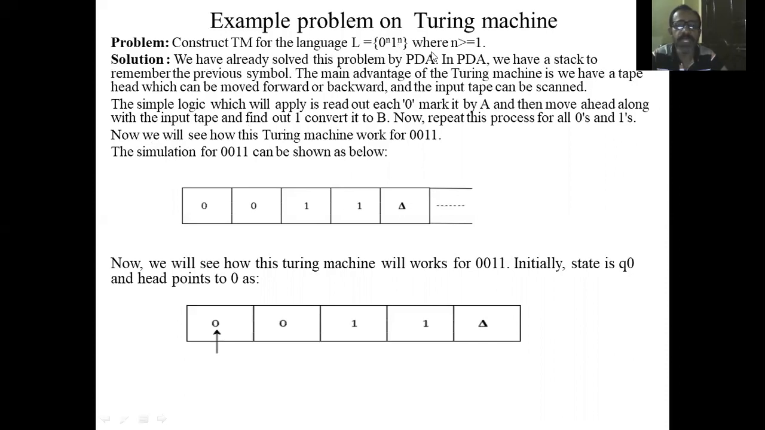Suppose we take n equal to 2, meaning 2 zeros and 2 ones. After that, you can take any special symbol as an end marker. This delta is used for identifying the end of the string. Here we use the Turing machine for recognizing 2 zeros followed by 2 ones, because the number of zeros and the number of ones are equal, with the zeros followed by the ones. So first take 2 zeros and 2 ones on the tape.